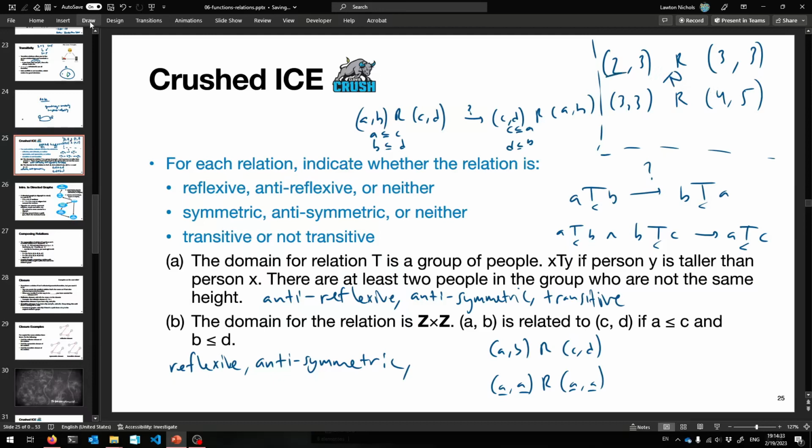Is it always true? This one is working, right? 2 is less than or equal to 4, and 3 is less than or equal to 5. Can I conclude this always? If you think about it long enough, you can. Because what is this saying?